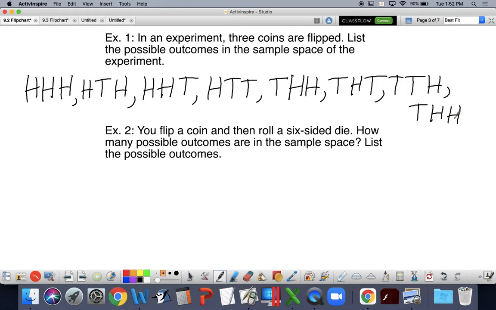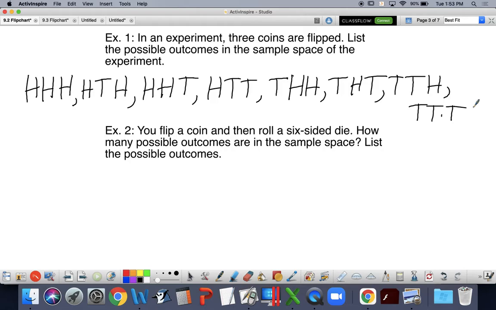Oh, I already had tail, head, head. Need a different one. Which one am I missing? Tail, tail, tail. Thank you. The big one.